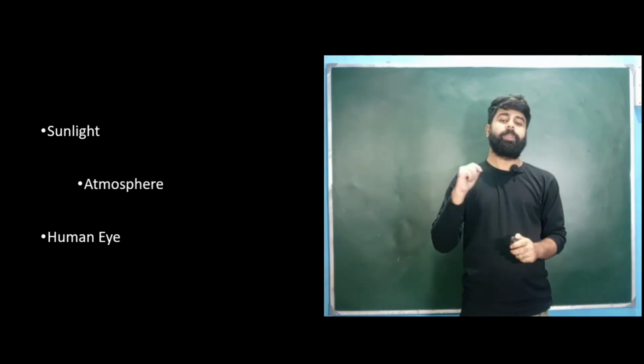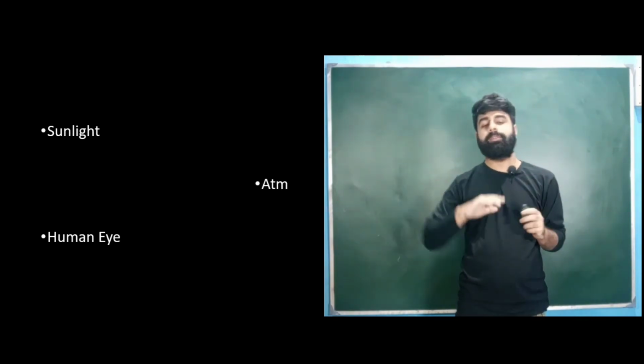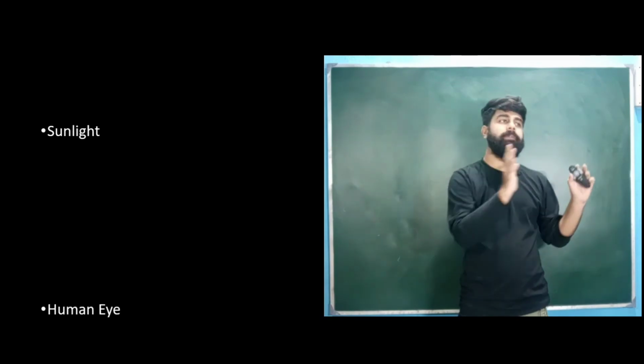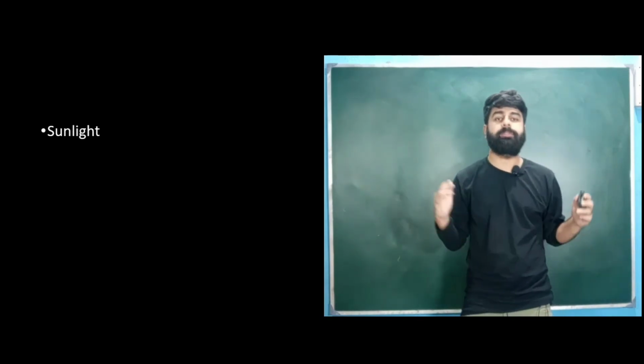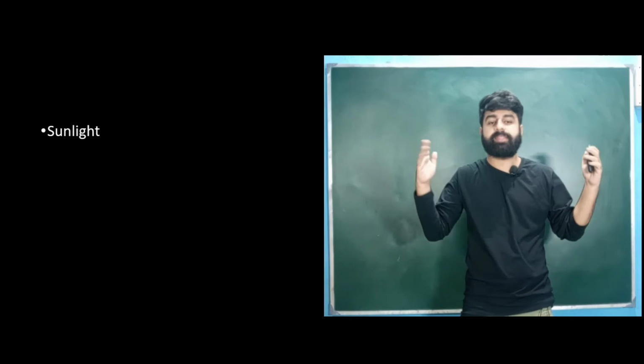Alright, so you can see the atmosphere, and the human eye is the last thing. But first, the sunlight. The sunlight is the source of every light coming from space to the earth, and then voila, in the daylight whatever you are seeing is nothing but the sunlight.